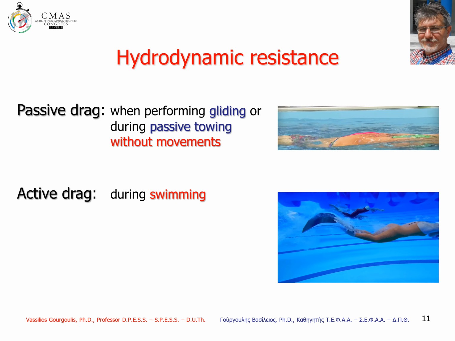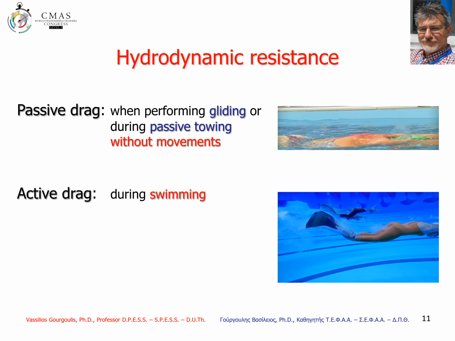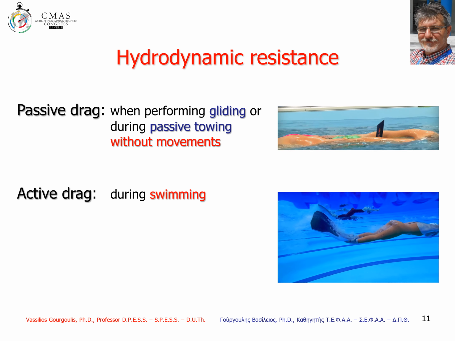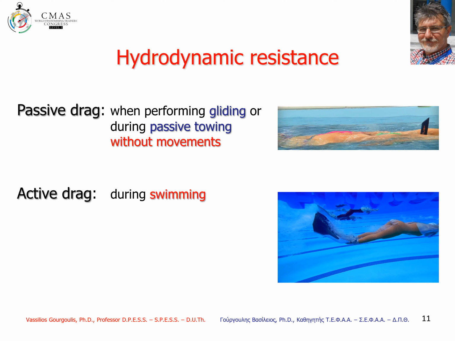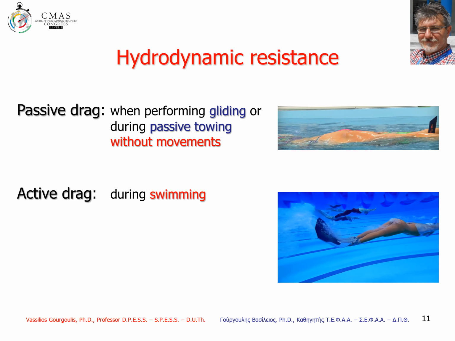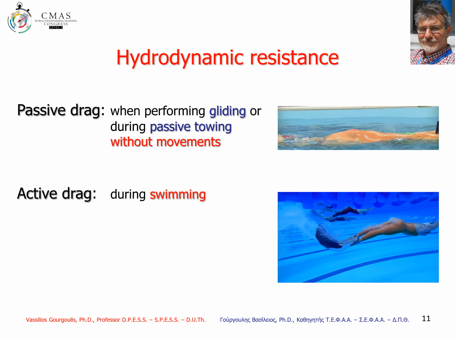Hydrodynamic resistance may be divided in two categories: the passive and the active resistance. The passive resistance, or passive drag, is that experienced by a swimmer's body when performing gliding or during passive towing without movements. The active resistance, or active drag, is that experienced by a swimmer during actual swimming. Active drag takes into account the movement of all limbs during the stroke.